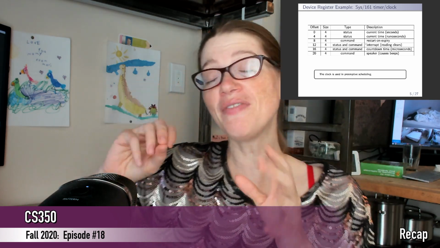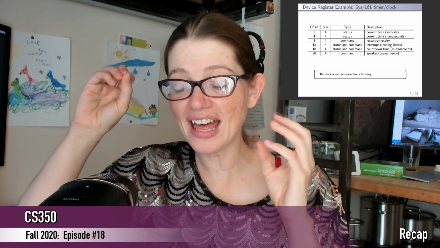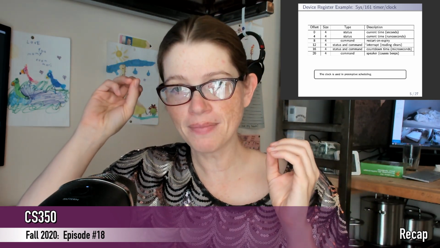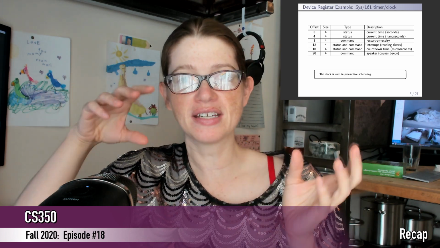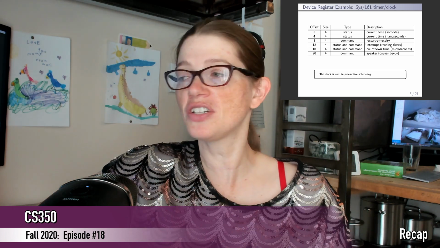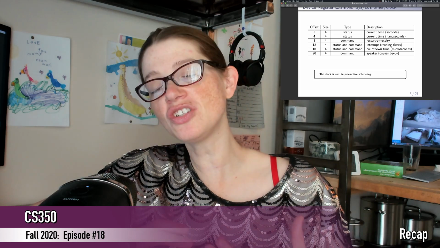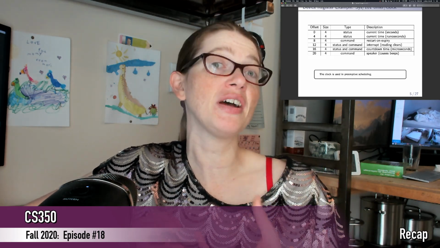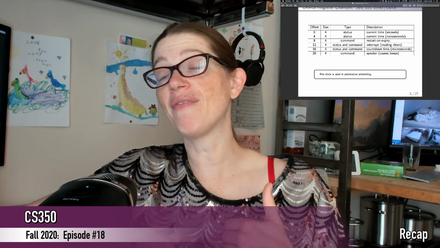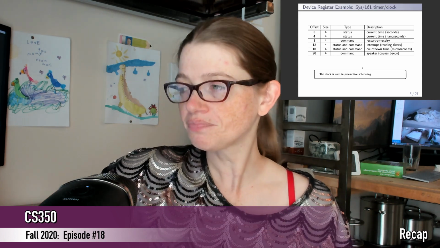You can combine data with status, and you can combine data with command, and status with command. So you can actually combine these registers. And the reason you would combine the registers is so that you can minimize the total number of registers you have on the physical device. And that's actually a good thing.